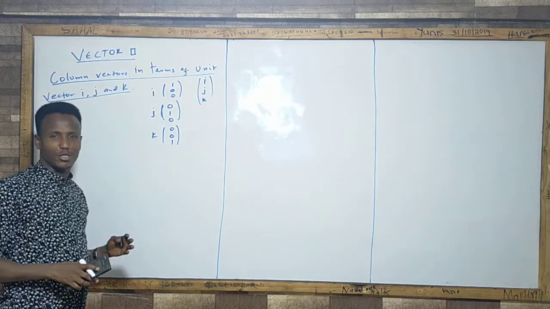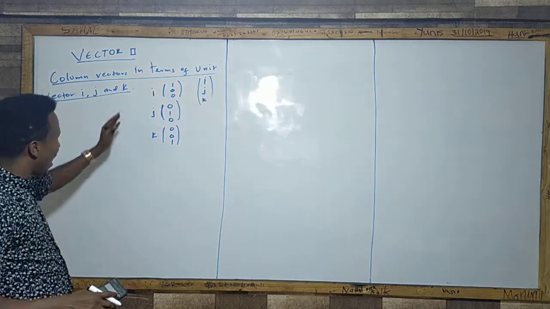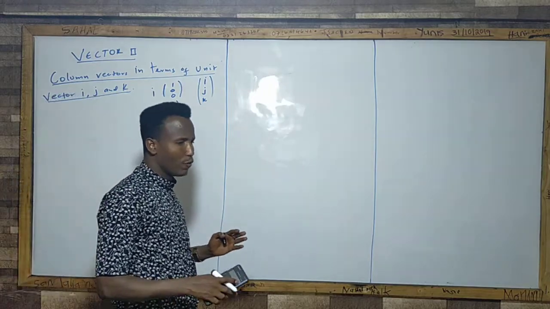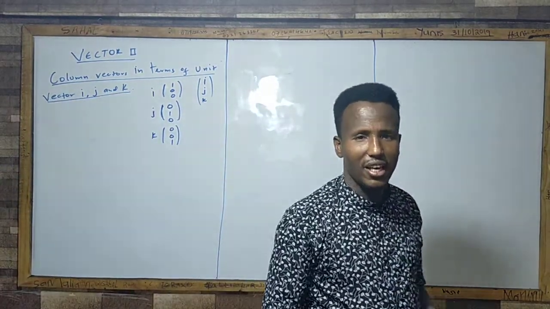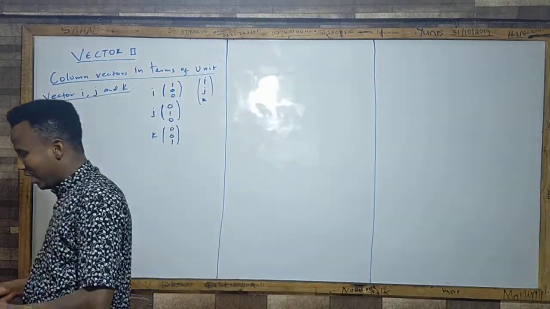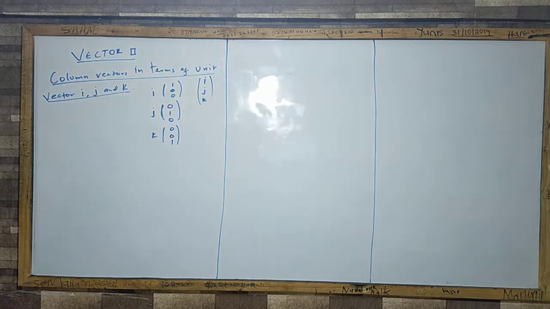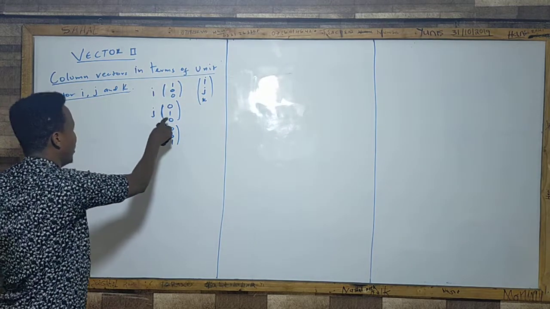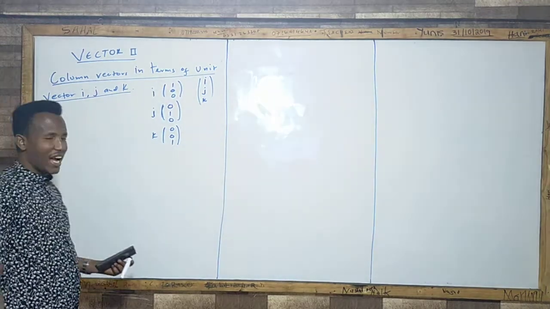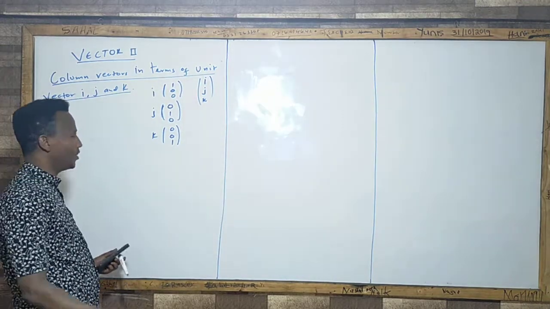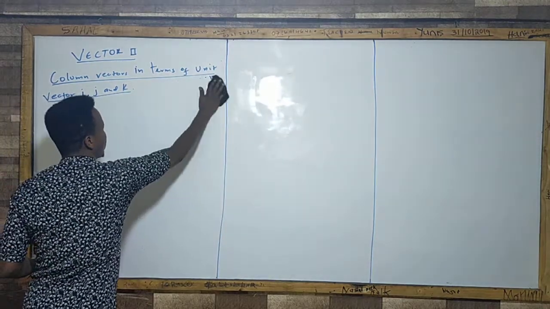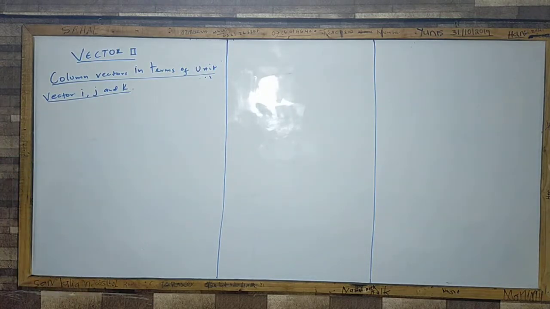Okay, let's start from the fundamental concept here. Having this in mind, we are going to calculate column vectors in terms of the unit vectors IJK. Make sure you have this in mind: I is 1, 0, 0, J is 0, 1, 0, and K is 0, 0, 1. I think there's nothing hard here. Having that in mind, let's see examples.